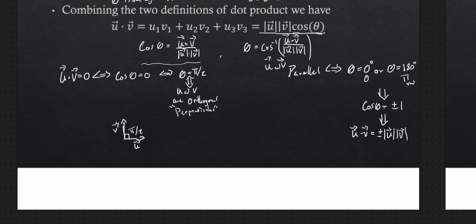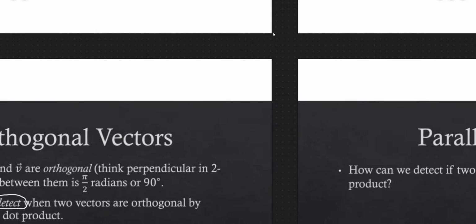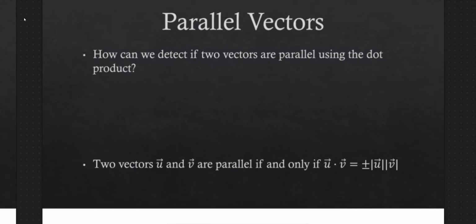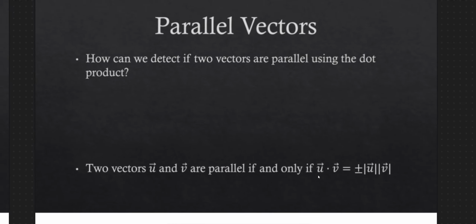And by the way, this goes in the other direction as well. If either of those two things happens, I know cosine theta is either positive or negative 1, and therefore the angle between them is either 0 or 180, and therefore the two vectors are parallel. So again, it goes in two directions. Two vectors are parallel if and only if u dot v is plus or minus the product of their magnitudes.